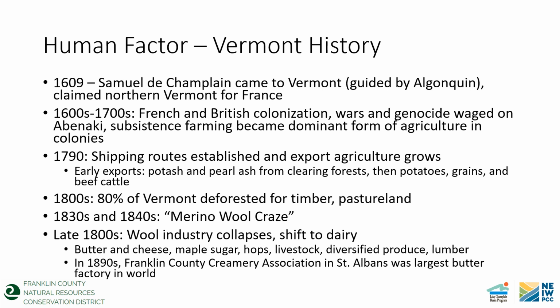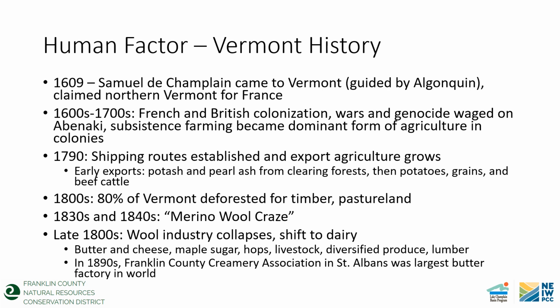Agriculture remained at a subsistence scale for a long time, but began to scale up around 1790, when the establishment of shipping routes made larger scale export agriculture possible, and colonizers began clearing forests to produce potash and pearl ash, and also produce potatoes, grains, and beef cattle for export. Export agriculture set off a period of widespread deforestation of Vermont.